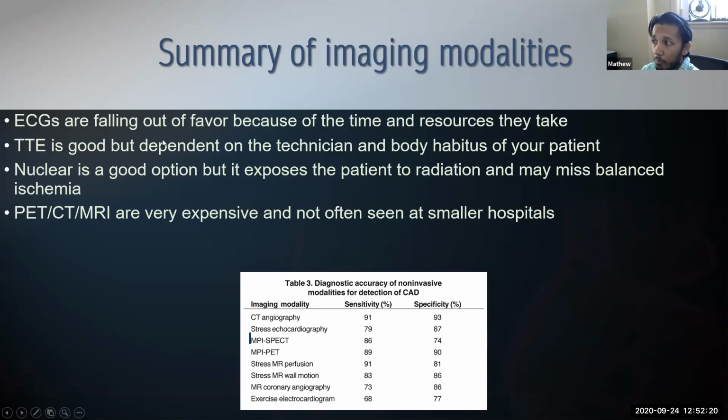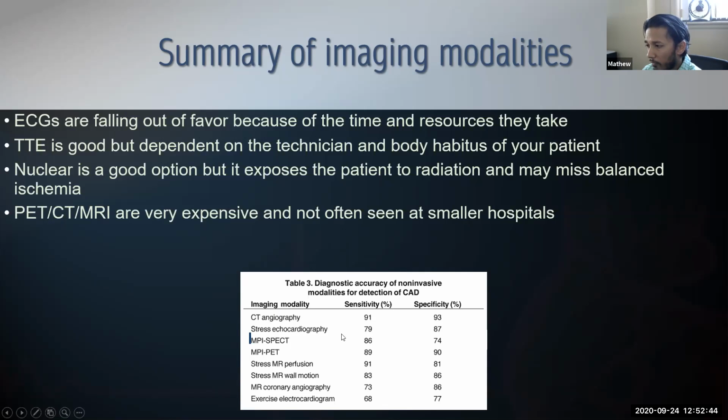The echoes are good because they can give you function information. Is that ischemia affecting that patient from a functional standpoint, with a depressed EF? But it's dependent on how good your technician is and the patient's body habitus. Nuclear is good, but it's going to misbalance ischemia, and the patient is going to be exposed to radiation. And PET CT and MRI are really good, but they're very expensive and not that many hospitals have them.